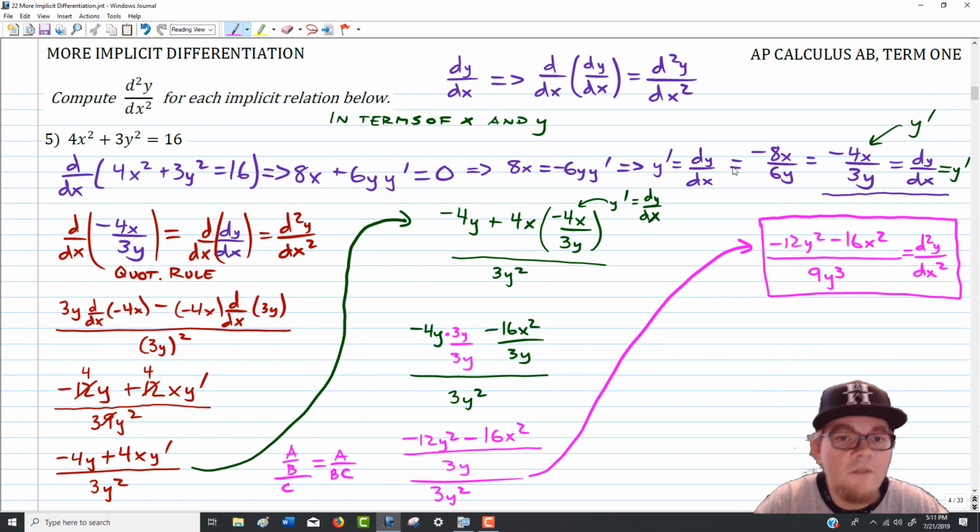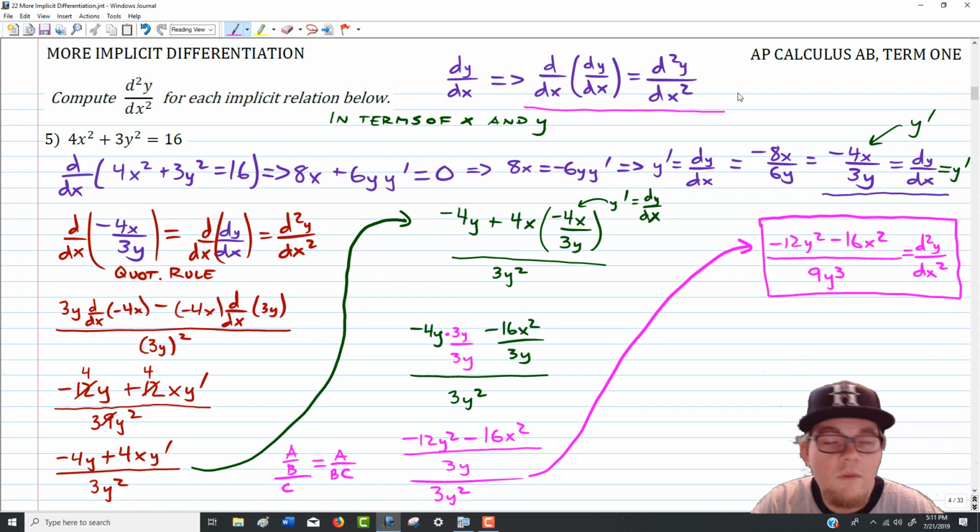So again, fairly tough, but keep in mind that roadmap. We're going to find the derivative with respect to x first. Then we're going to take the derivative with respect to x of that derivative to get to the d2y over dx squared we want, the second derivative. And then finally, when you get a y prime in your second derivative, back substitute your first derivative, so that way everything can stay in terms of the correct two variables. So there is number 5.